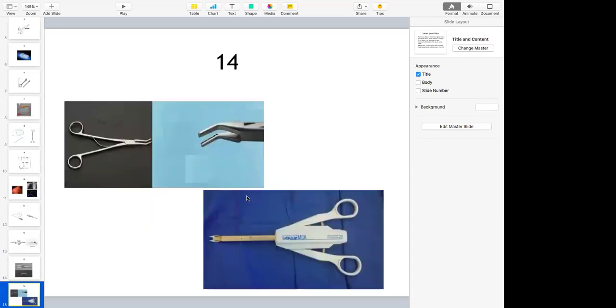Okay. Identify these instruments. Two varieties of the same instrument. So open clip applicator. The first is an open clip applicator, and the second one is also an open clip applicator, but it is preloaded with multiple clips. So it is a preloaded multi-load clip applicator. Now name some operations where you have seen this being used.